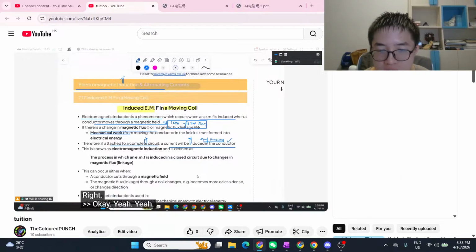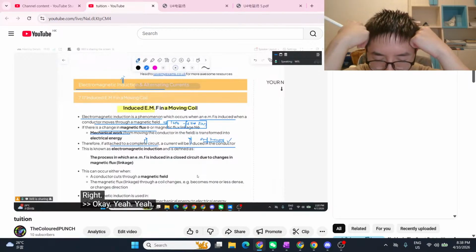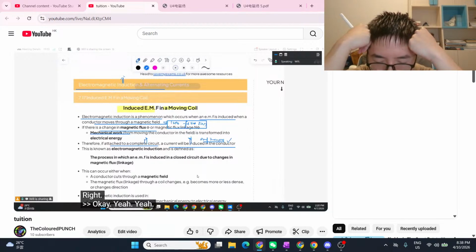Electromagnetic induction is a phenomenon that occurs when an EMF is induced when a conductor moves through a magnetic field.